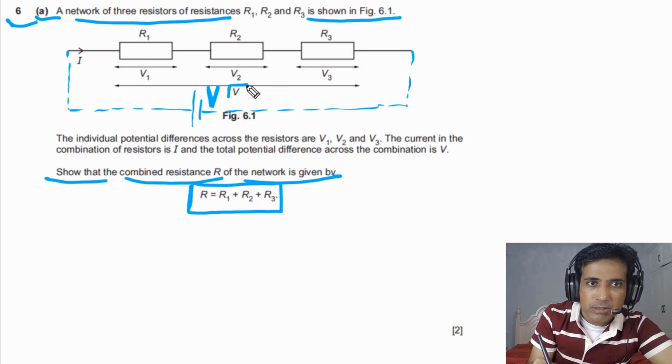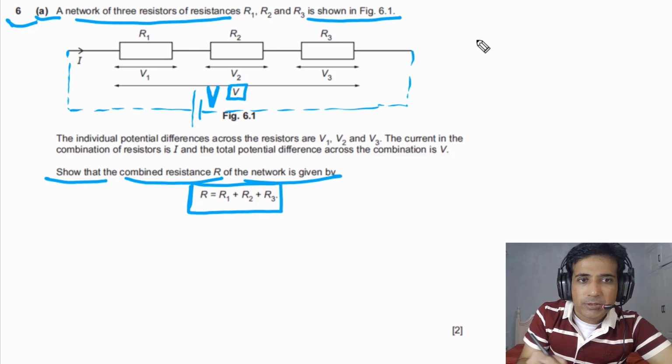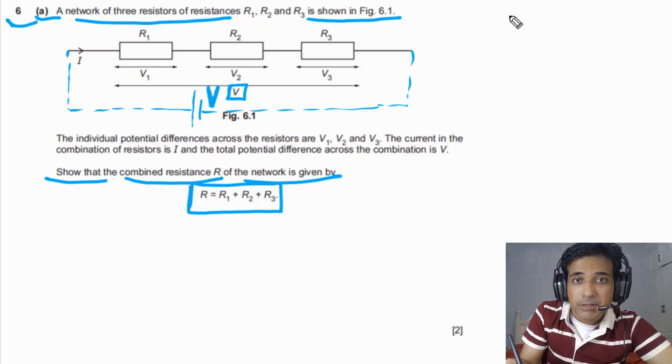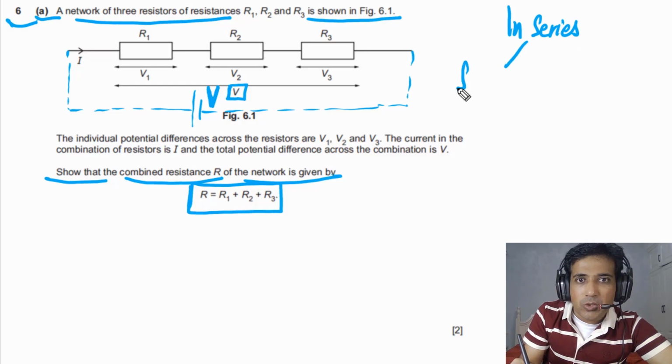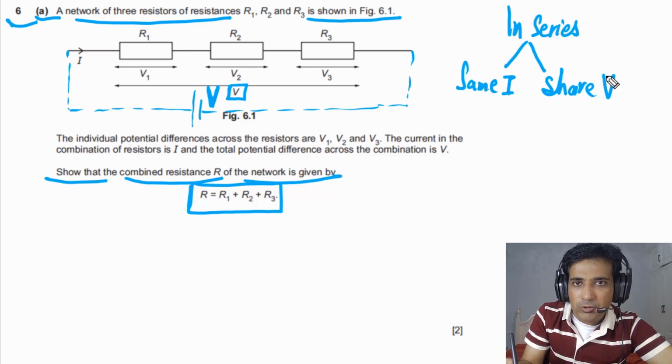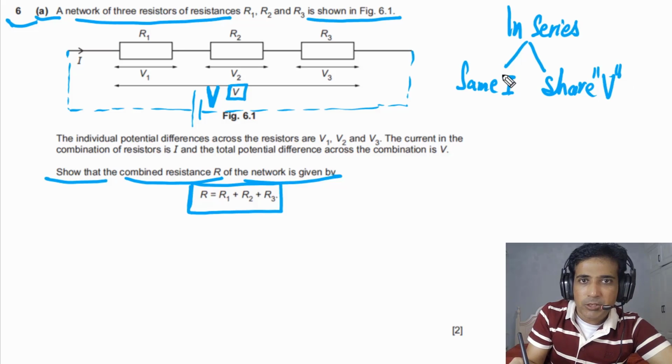And as you can see, this is given to you is V. First thing, now we need to understand the main concept we need to answer this question: when resistors are connected in series, all the resistors have the same value of current, and they will share voltage. They will share voltage, but they will have the same current.